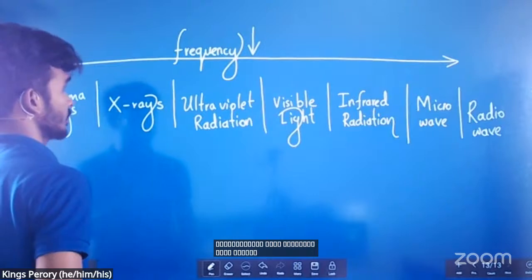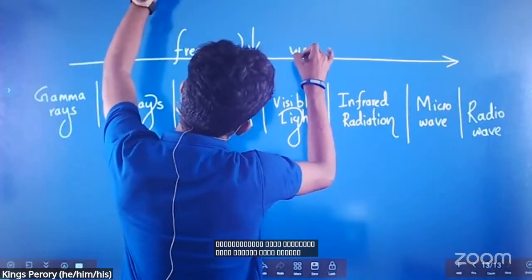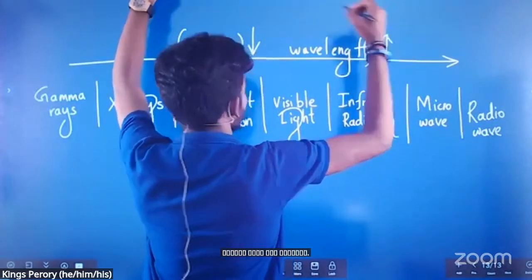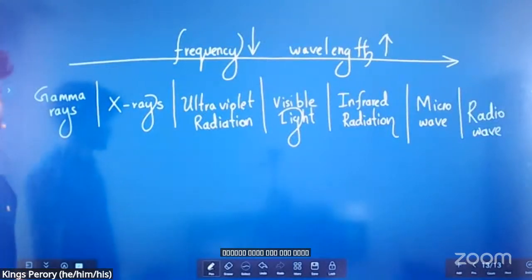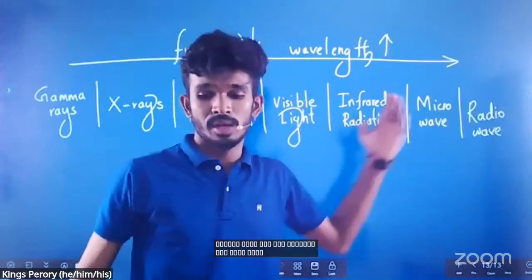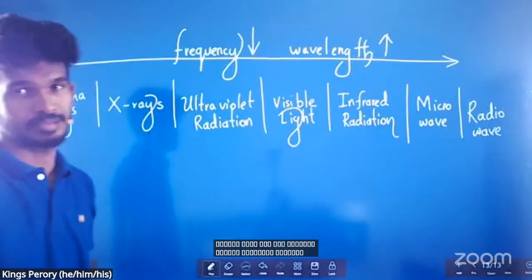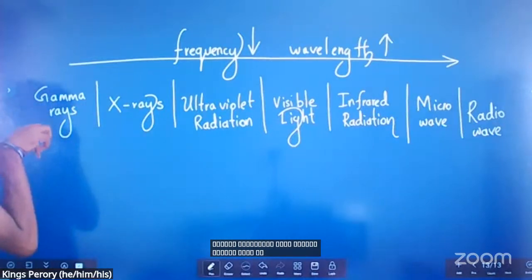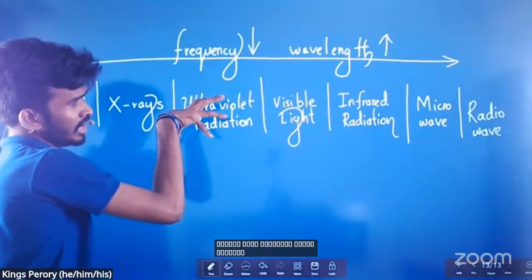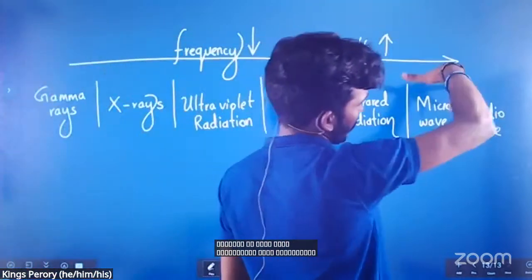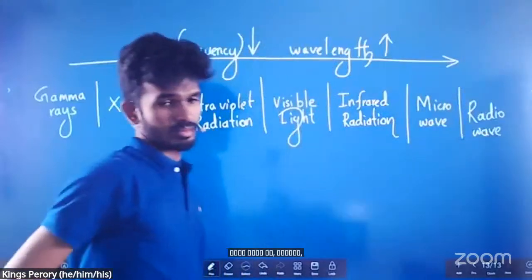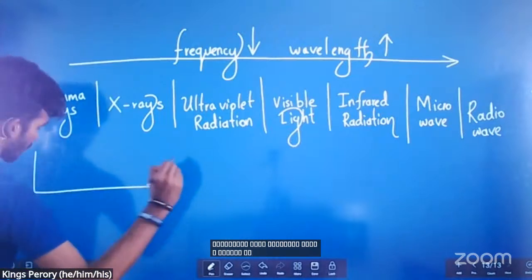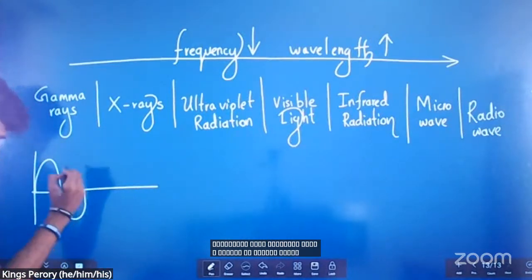Meanwhile, wavelength will increase. From gamma rays to radio wave, wavelength increases. Gamma rays have the shortest wavelength. X-ray a little more, UV more, visible light more, infrared more, microwave more. Radio wave has the highest wavelength. If I draw and show gamma rays, this is the wavelength.